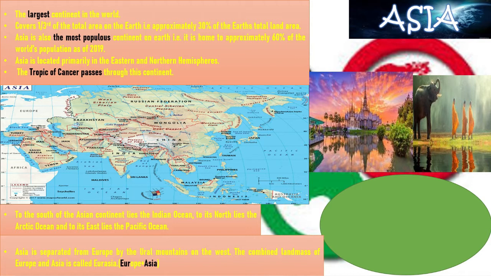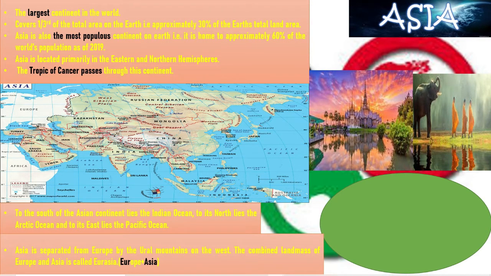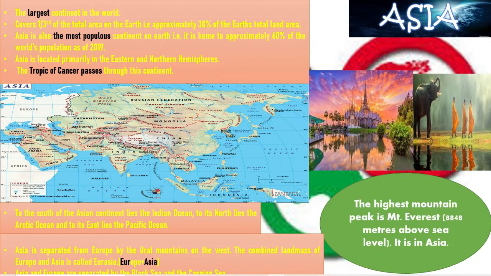The combined landmass of Europe and Asia is called Eurasia. EUR from Europe and Asia. Together it forms Eurasia. Asia is also separated from Europe by the Black Sea and the Caspian Sea. Now let us know an interesting fact about Asia. The highest mountain peak, Mount Everest, with a height of 8,848 meters above sea level, is located in Asia. Now let us move ahead with the next continent.